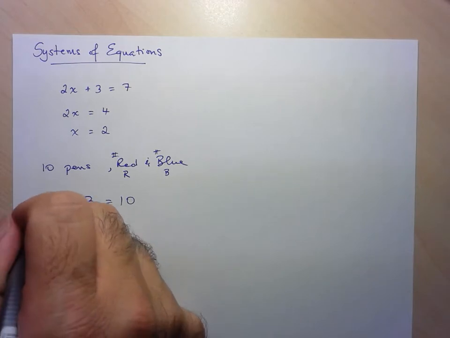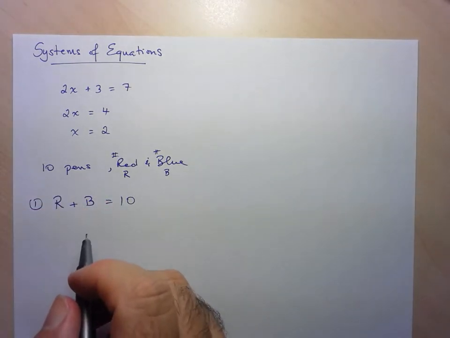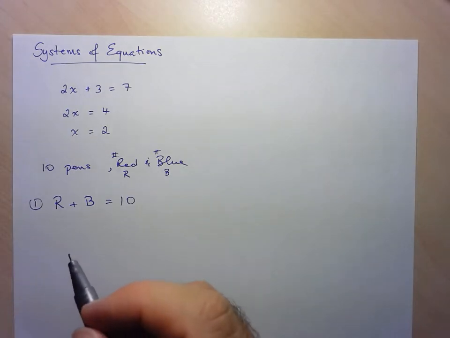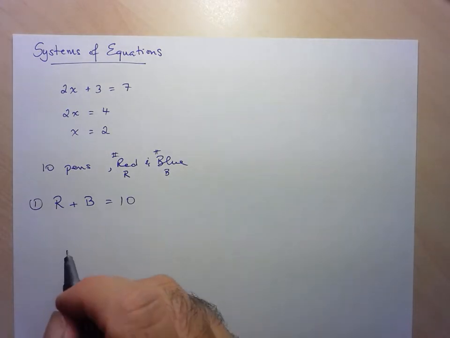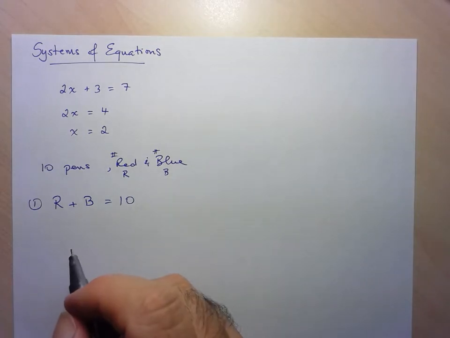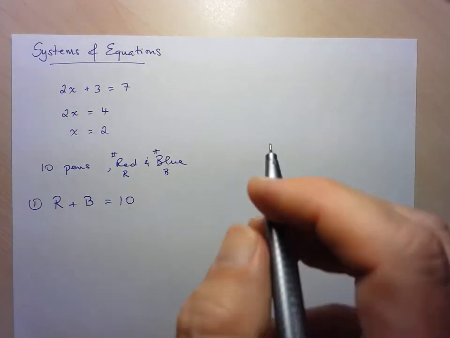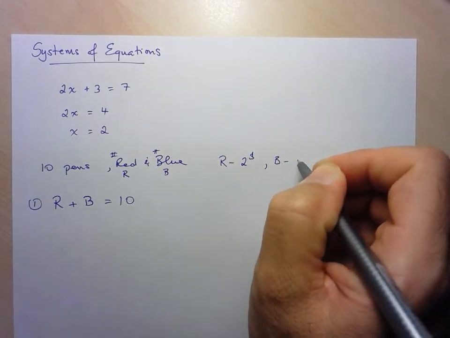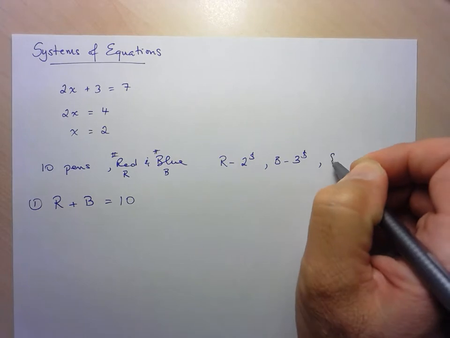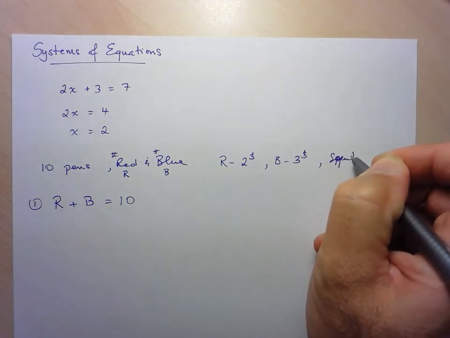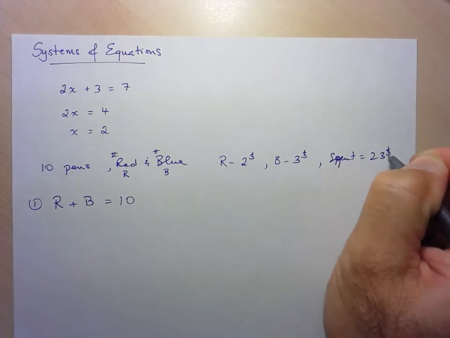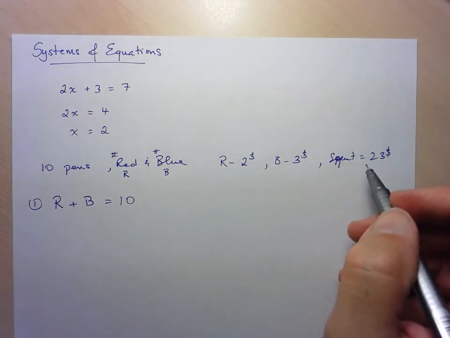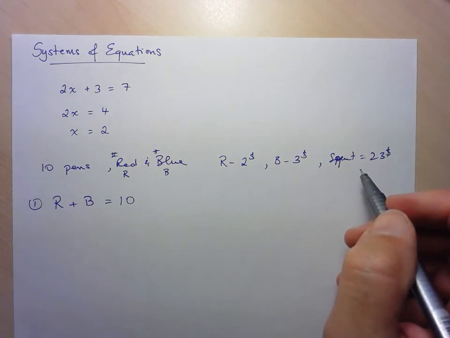This first equation involves the number of pens that we're working with. The other piece of information could be given in other ways. In particular, they could tell you something about the cost of these pens. So let's say red pens cost $2 each and blue pens cost $3 each, and I spent a total of $23.